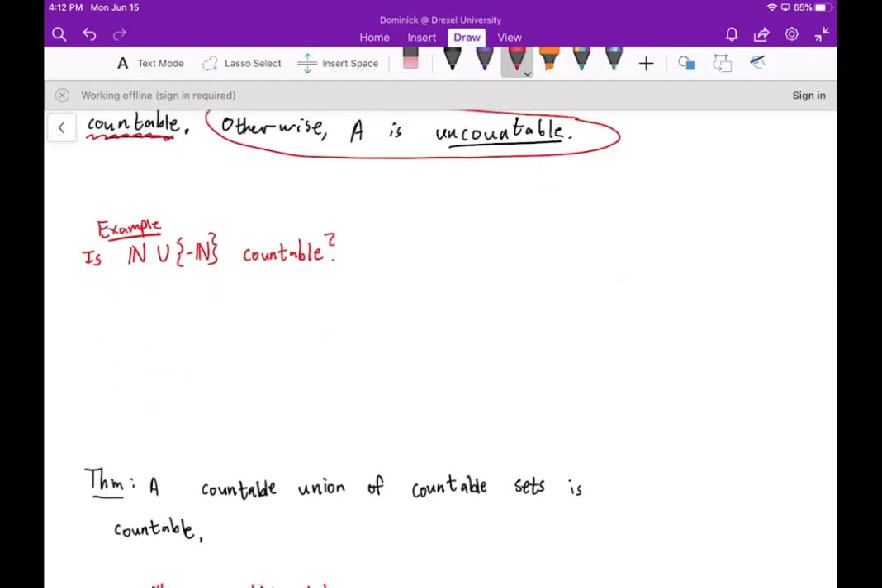Now, are the natural numbers union with the negative natural numbers countable? Of course, the answer here is yes, because this would give you the set 1, -1, 2, -2, 3, -3, and so on. This is a subset of the integers, because the integers also include 0, and the integers are countable because we can form a 1-to-1 and onto function from the natural numbers to the integers. So this is also countable. It looks like the union of two countable sets is also countable.